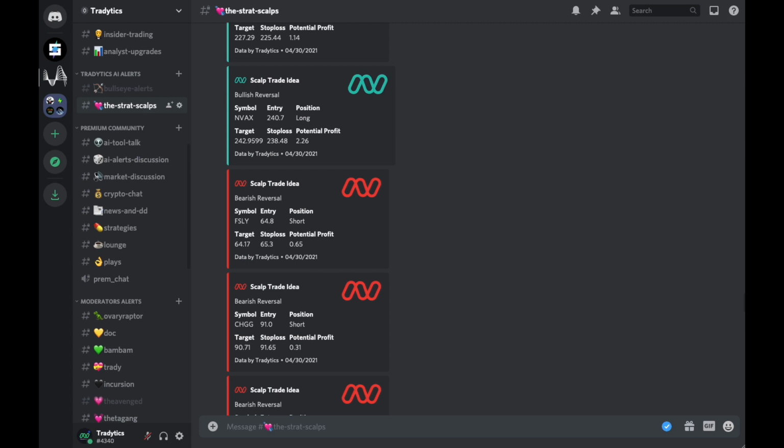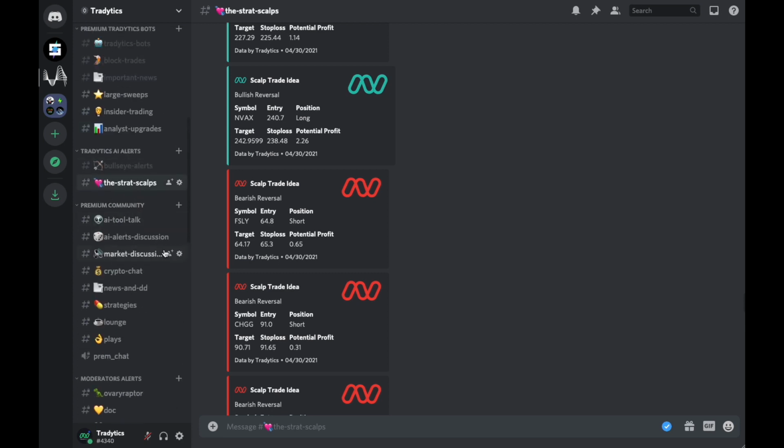So this is a tool that's not available on the website yet. We'll soon add it, hopefully in a month or two. This is only available as a Discord bot. So all our premium members have this bot available to them. As you can see, we have this under the premium community.